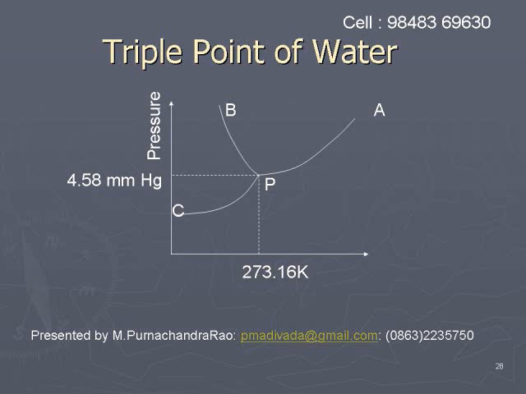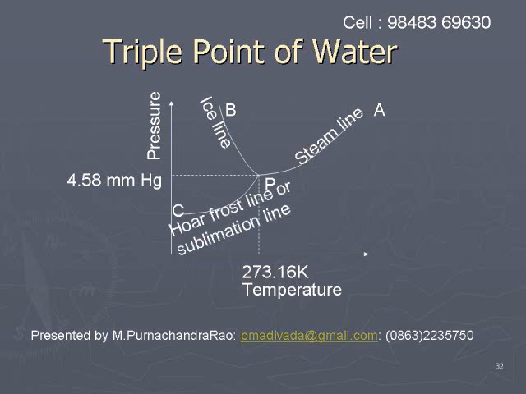Now, if we plot a graph between temperature and pressure, we notice three lines which indicate the transitions. That is, from ice to water, water to vapor, and ice to water vapor. Here, I have shown three portions of the graph: PA, PB, PC. PA is termed as steam line, PB is termed as ice line, and PC is termed as hoar frost line or sublimation line. The portion above PA and PB is liquid, and below PA and PC is vapor, and to the left of PB and PC is solid.